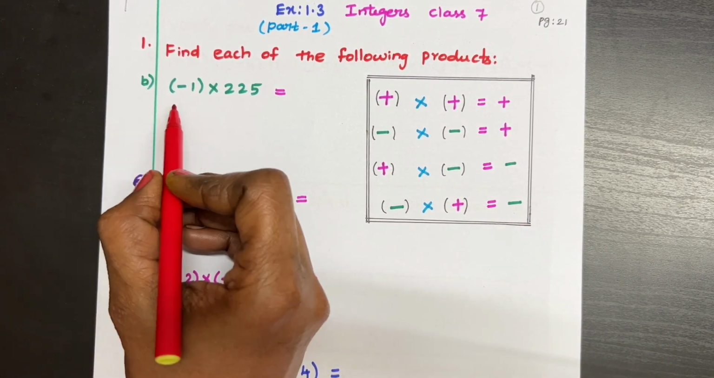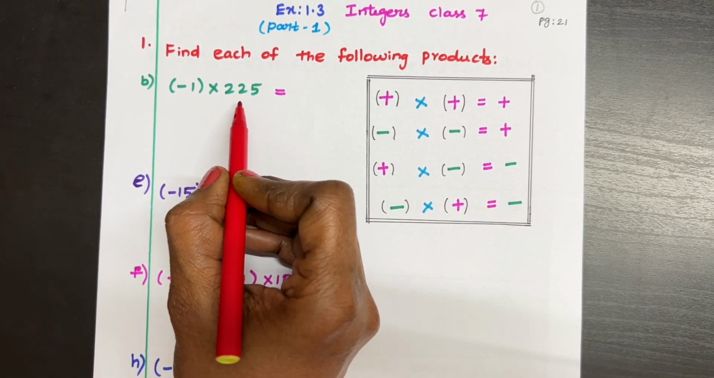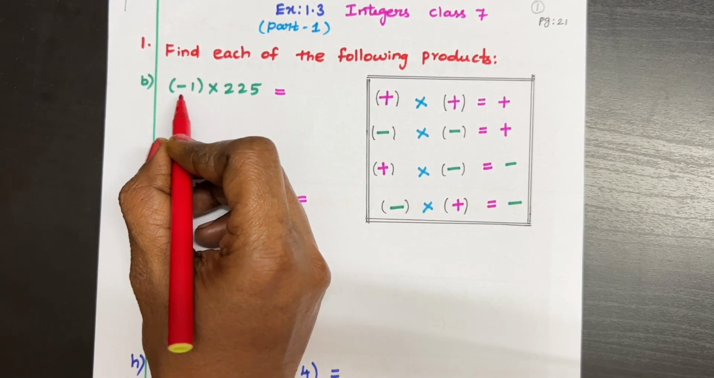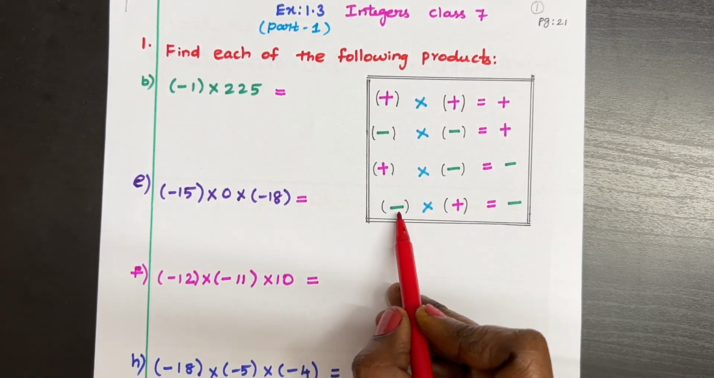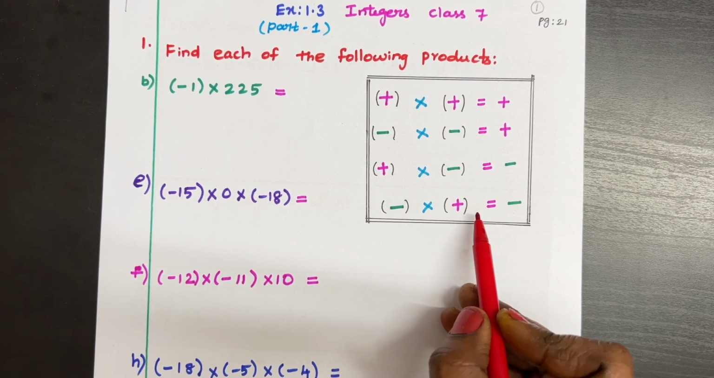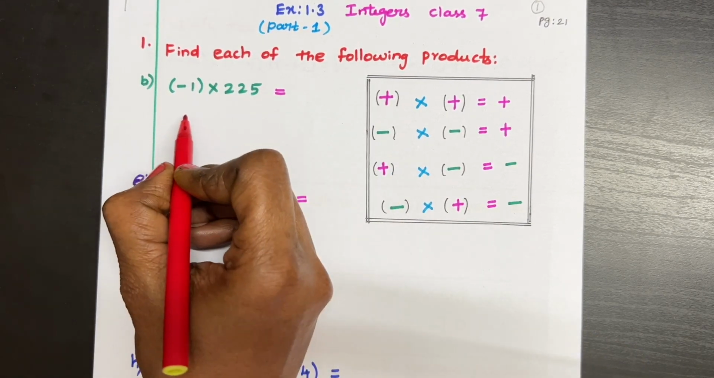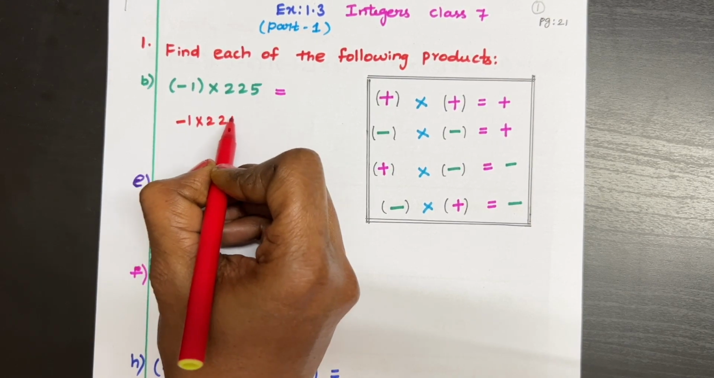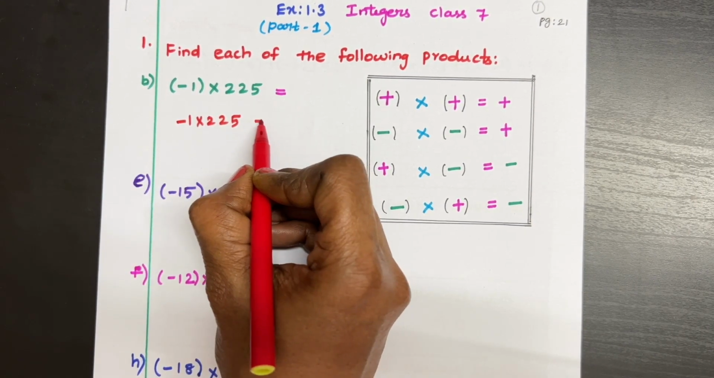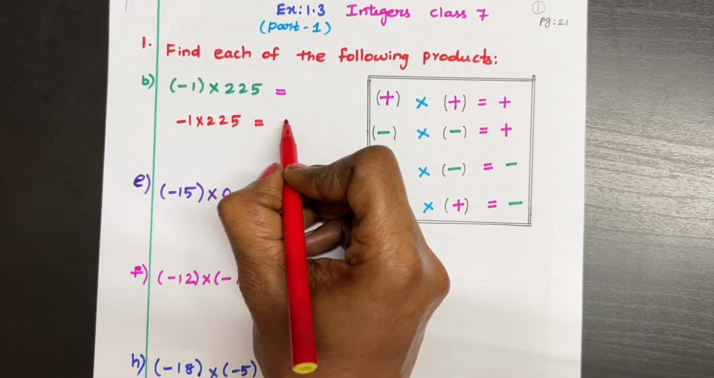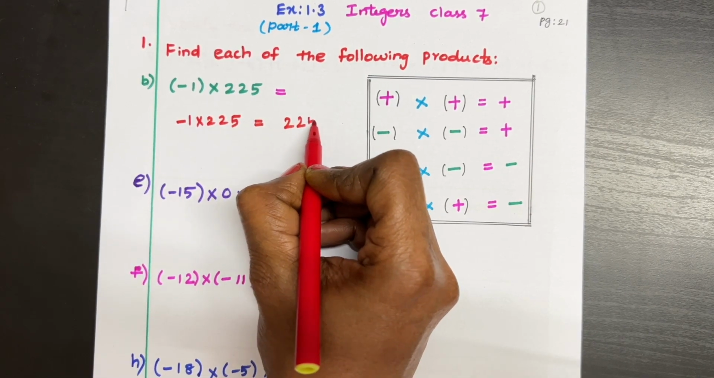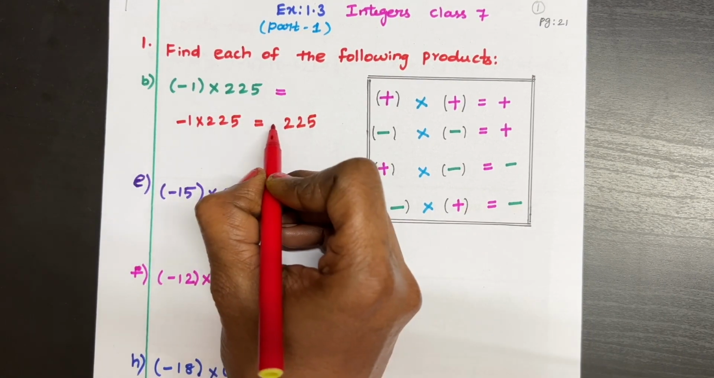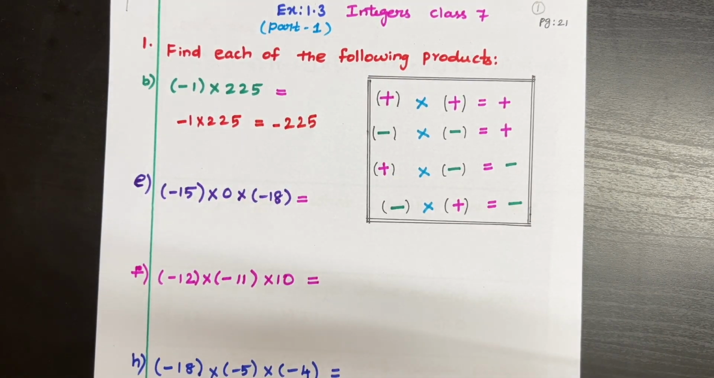Now, minus 1 into 225. How to do this? Easy. See here, unlike signs, negative into positive. So how will the answer come? Minus 1 into 225. If you multiply anything with 1, you will get 225 alone. But negative into positive is negative. So negative 225 is your answer.